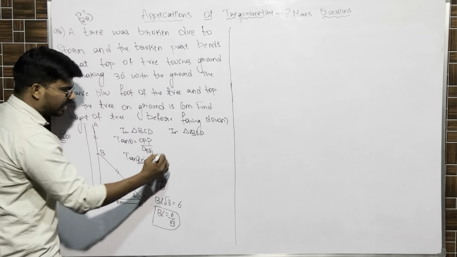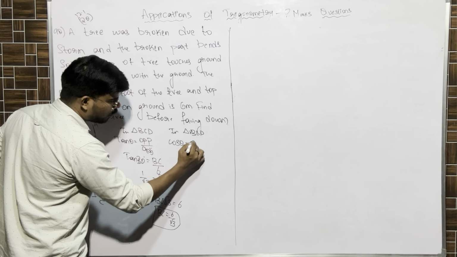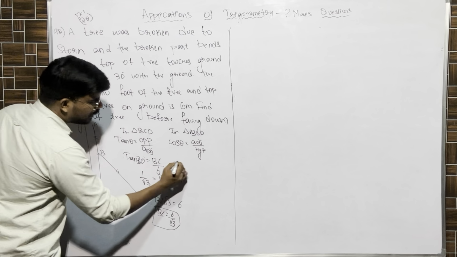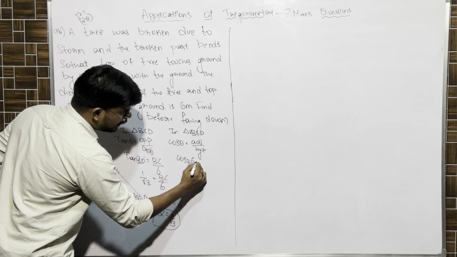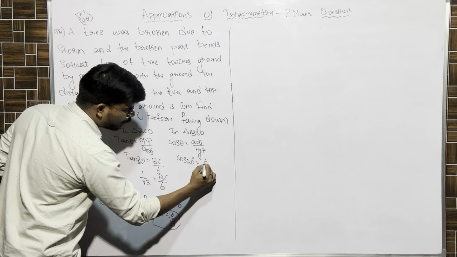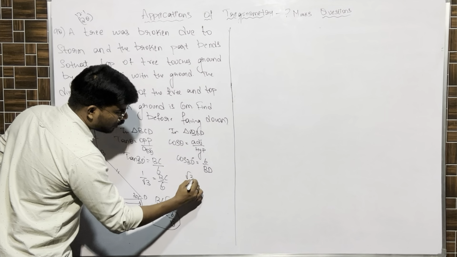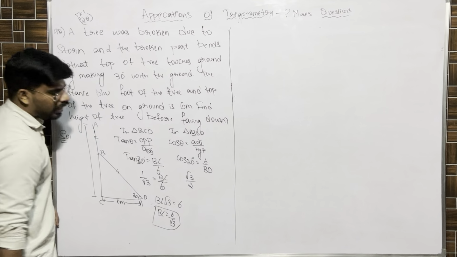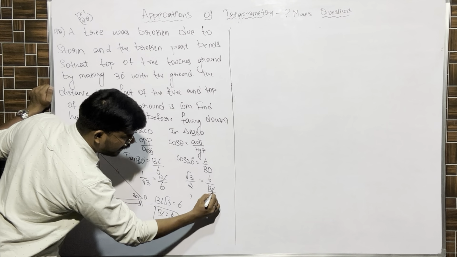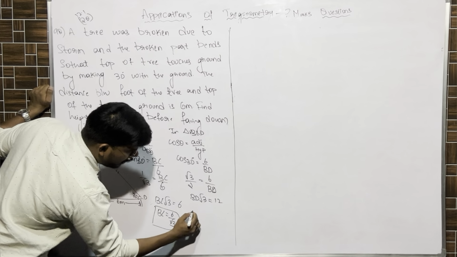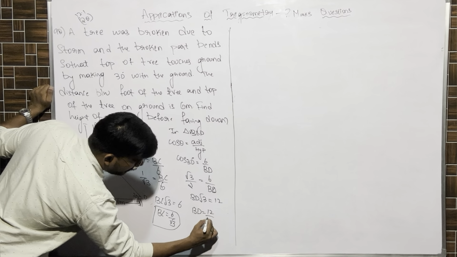Please be very careful here. Cos theta is equal to adjacent by hypotenuse. How much is the theta angle? 30 degrees. Cos 30 is equal to adjacent 6 by hypotenuse BD. We have to calculate BD. Cos 30 is root 3 by 2, so root 3 by 2 is equal to 6 by BD. Cross multiply: BD into root 3 is equal to 6 times 2, which is 12. BD is equal to 12 divided by root 3.